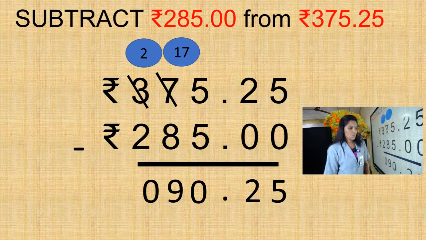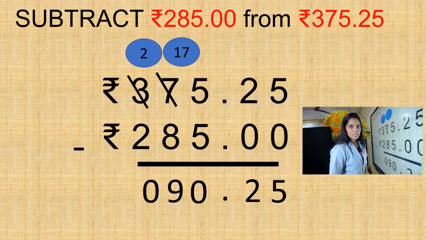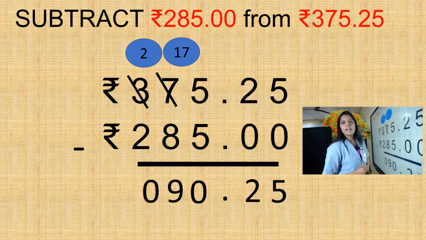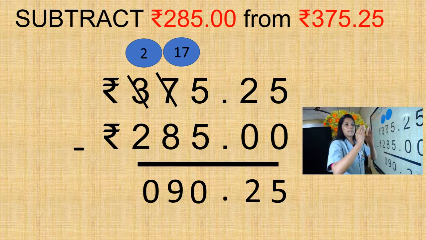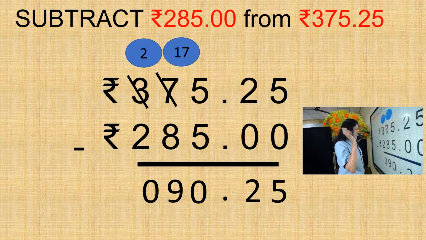Is it clear for you? It's very simple. You can do subtraction in a very simple way. But the only thing you should be very careful about is to put the dot aligned and arrange rupees and paise on both sides. That is the very important thing. Now we can go for the next question.